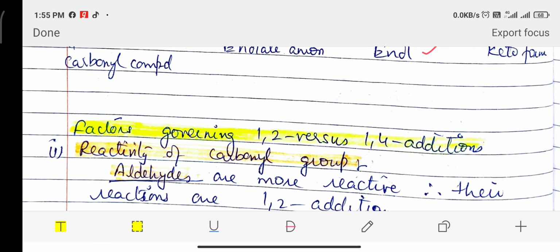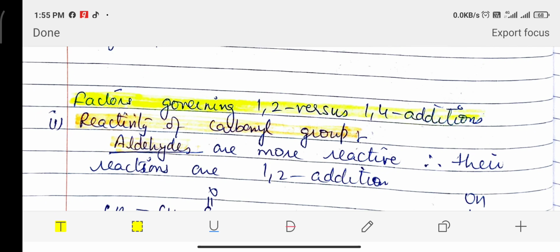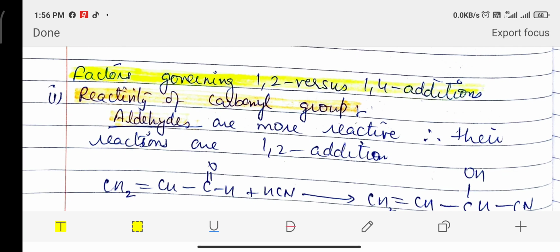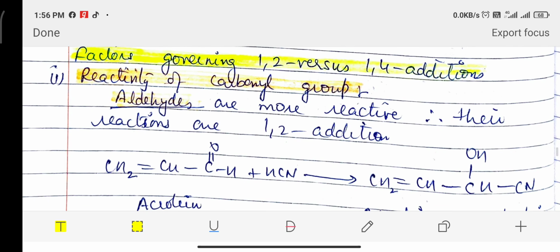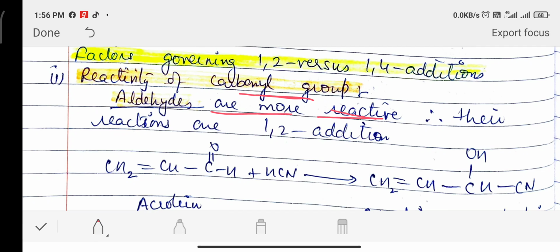Now the factors which govern 1,2 versus 1,4 addition, that is, in a particular reaction whether 1,2 addition or 1,4 addition will take place, depend upon various factors. First is the reactivity of the carbonyl carbon. Reactivity of the carbonyl carbon means whether the carbonyl group is of an aldehyde or a ketone. We have already done that aldehydes are more reactive. Therefore 1,2 addition takes place. The instant addition will take place, and in instant addition only 1,2 is possible.